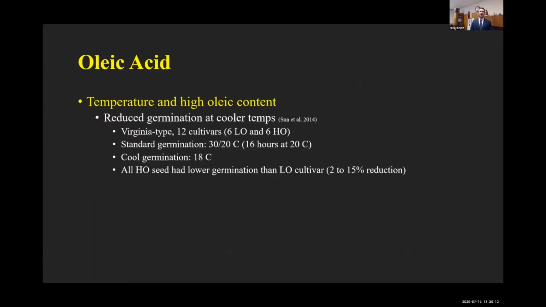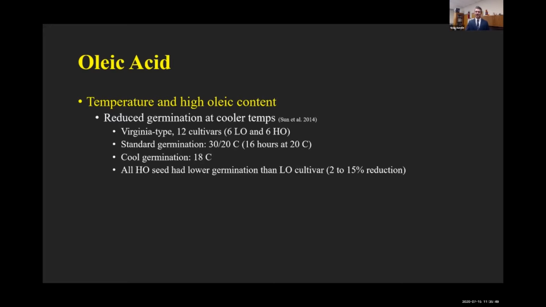There have been several studies looking at the interactions between temperature and high oleic content. One study noted that there was a reduction in germination at cooler temperatures. These investigators used a Virginia type with 12 cultivars with 6 low oleic and 6 high oleics. The standard germination temperature was at 30 degrees and 20 degrees Celsius with 16 hours at 20 degrees Celsius. The cool germination was at 18 degrees Celsius. These investigators noted that all HO seed had lower germination when compared to a low oleic cultivar by about 2 to 15%.